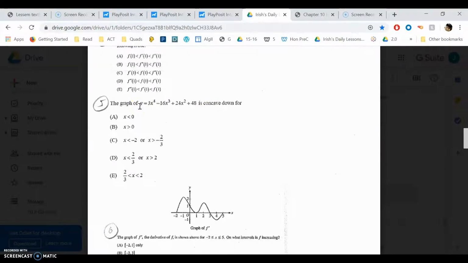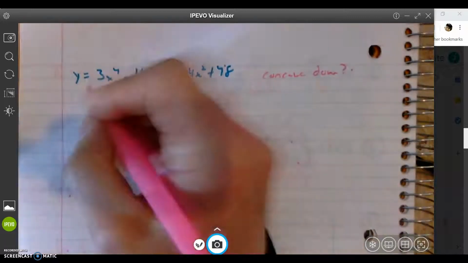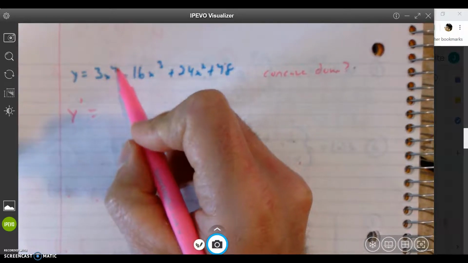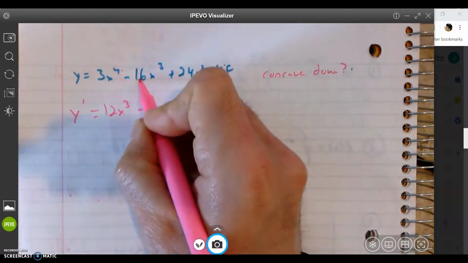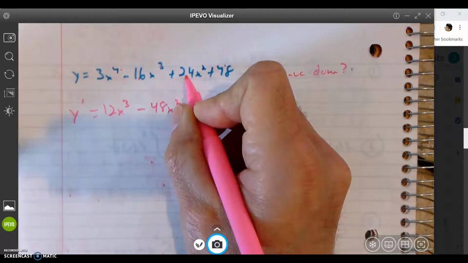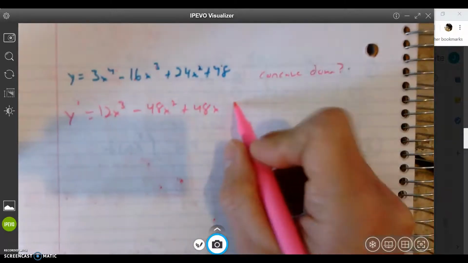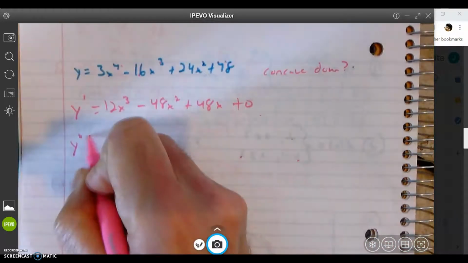So we have to do some mathematics here. We've got to show a lot of work, so let's get our notebook out. Cool. All right, so here it is. Concave down. First, in order to get to the second derivative, we need to get to the first derivative, right? So power rule: 4 times 3 is 12x cubed, minus 3 times negative 16, which is negative 48x squared, plus 2 times 24, which is 48x, plus 0, because the derivative of a constant is 0. Okie dokie.